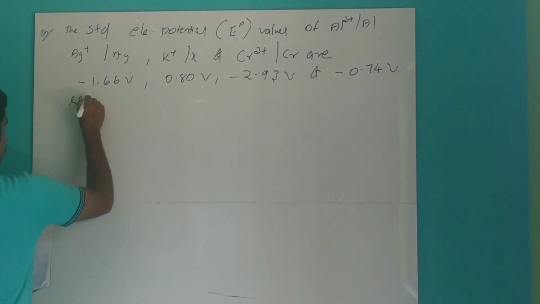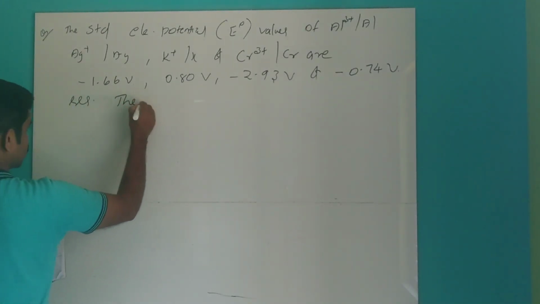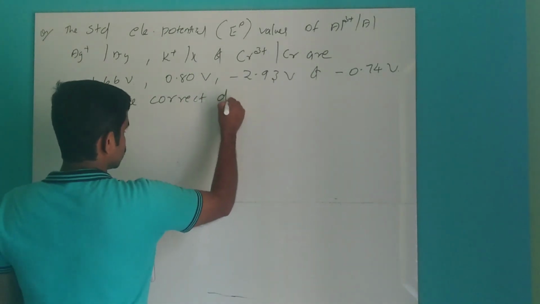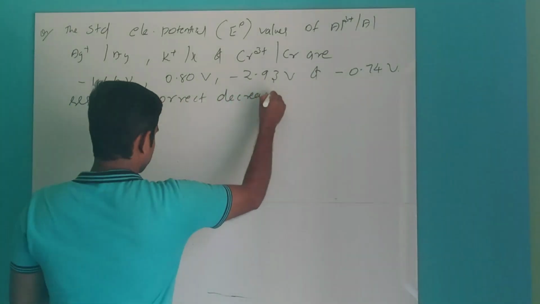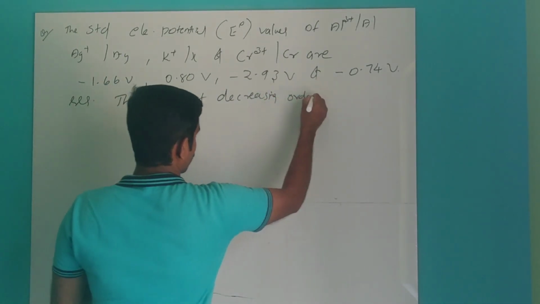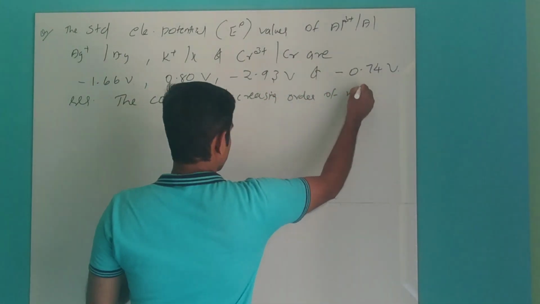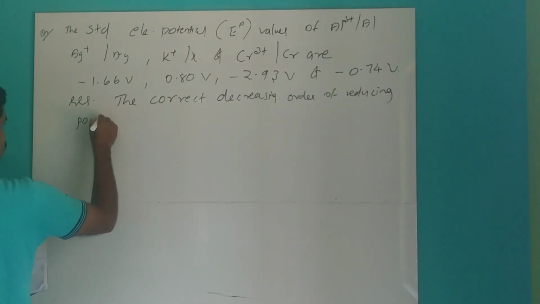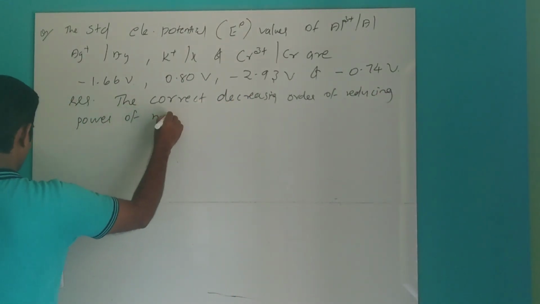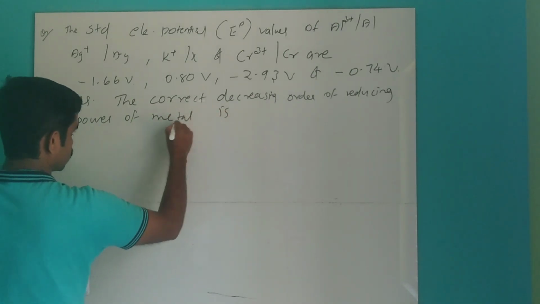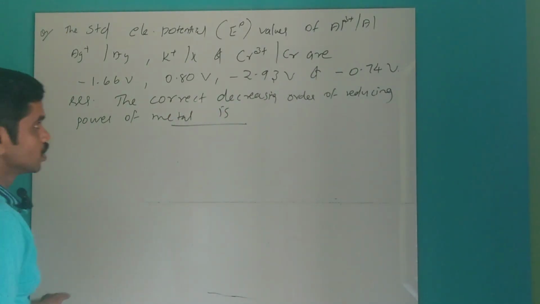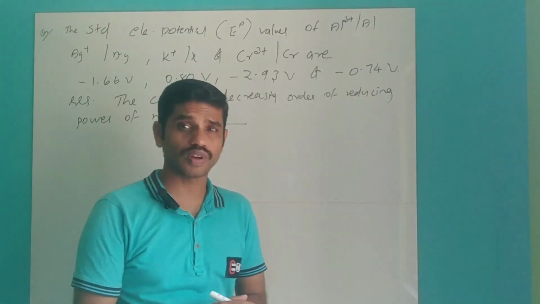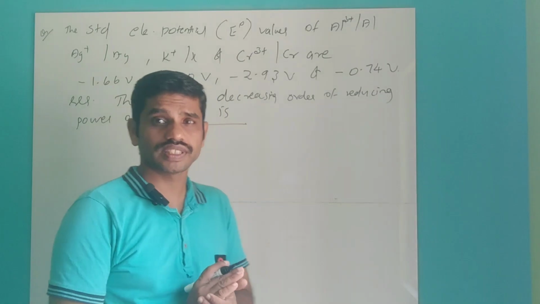Respectively, the correct decreasing order of reducing power of metal is. So this is the question. Options I am not giving because it will consume a lot of time. So I am only discussing the answer.